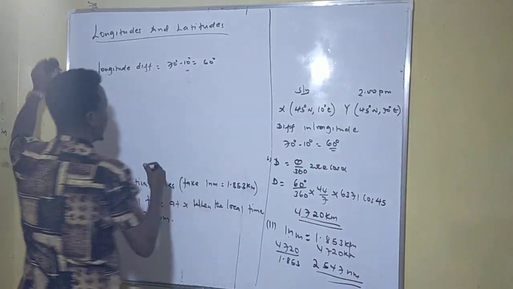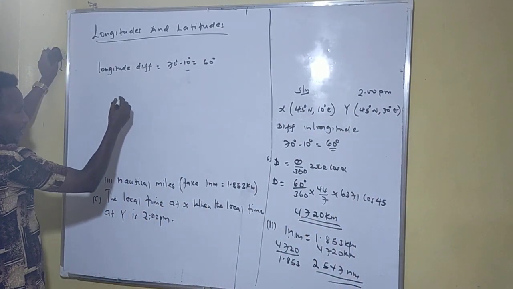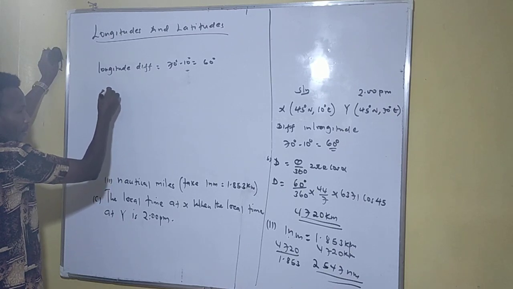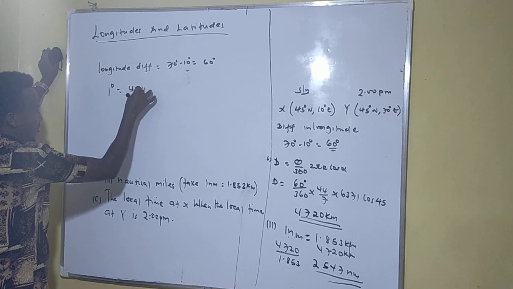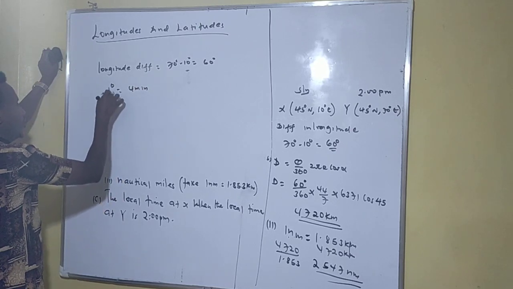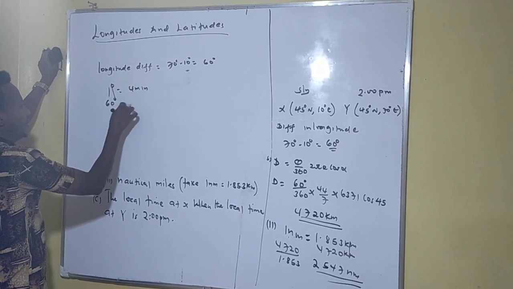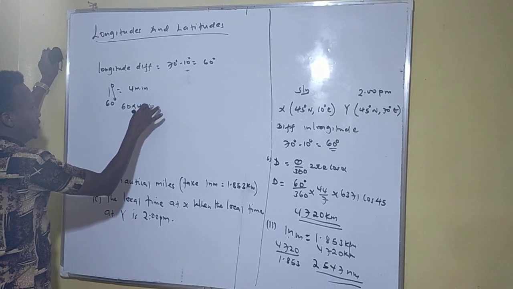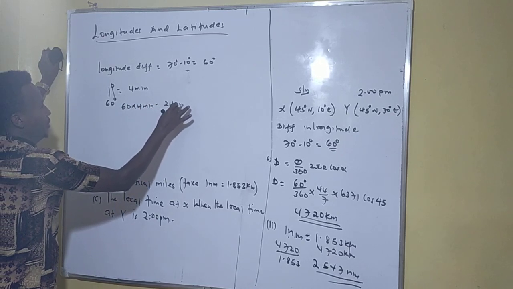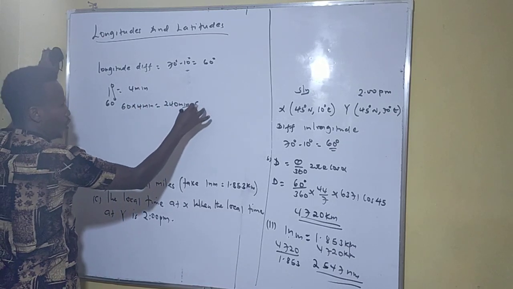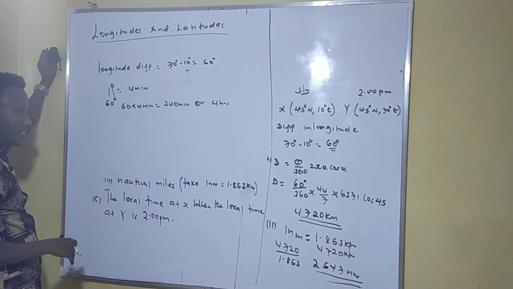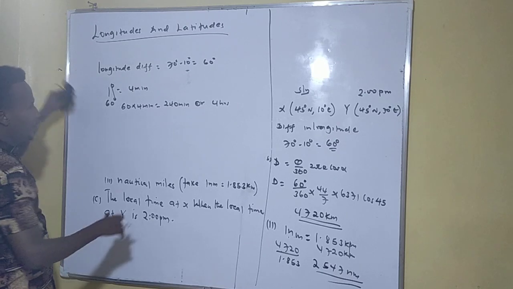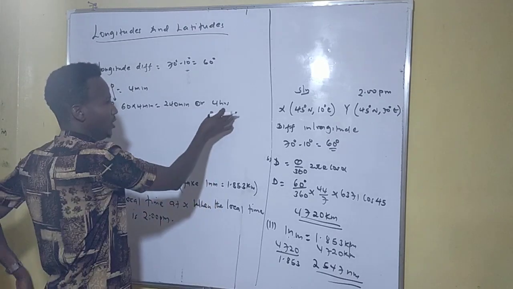Okay, so I will use that. Just understand this here. I know that 1 degree is equal to 4 minutes. What about 60 degree? So it will be 60 times 4 minutes, which is 240 minutes, or divided by 60, 4 hours. Just understand that, 4 hours. So the difference in time between these 2 points is 4 hours.